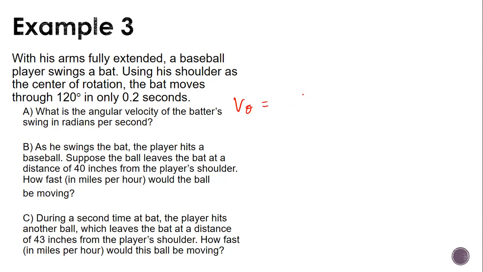So based on what we have here, we can figure out his angular velocity equals how many degrees did he go? 120 degrees. And how fast did he go? 0.2 of a second, right? But instead of degrees, they want it in terms of what? Radians, right? So in terms of radians, well, I'm going to set up my train track. How many degrees are in a radian? What's the relationship between a degree and a radian?